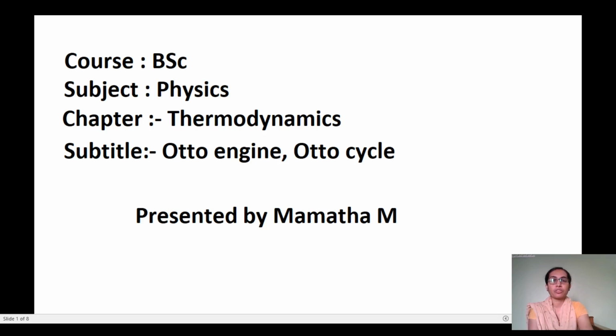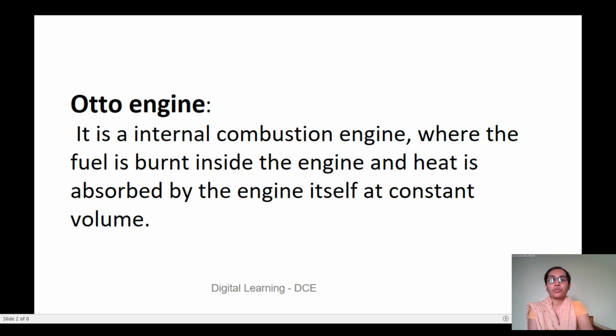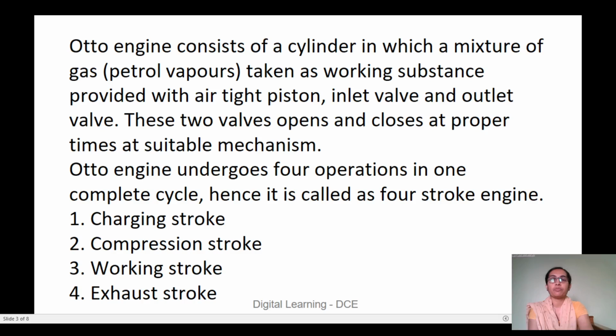Today I am going to discuss the topic thermodynamics, in that the Otto engine and Otto cycle. The Otto engine is an internal combustion engine where the fuel is burned inside the engine and heat is absorbed by the engine itself at constant volume.